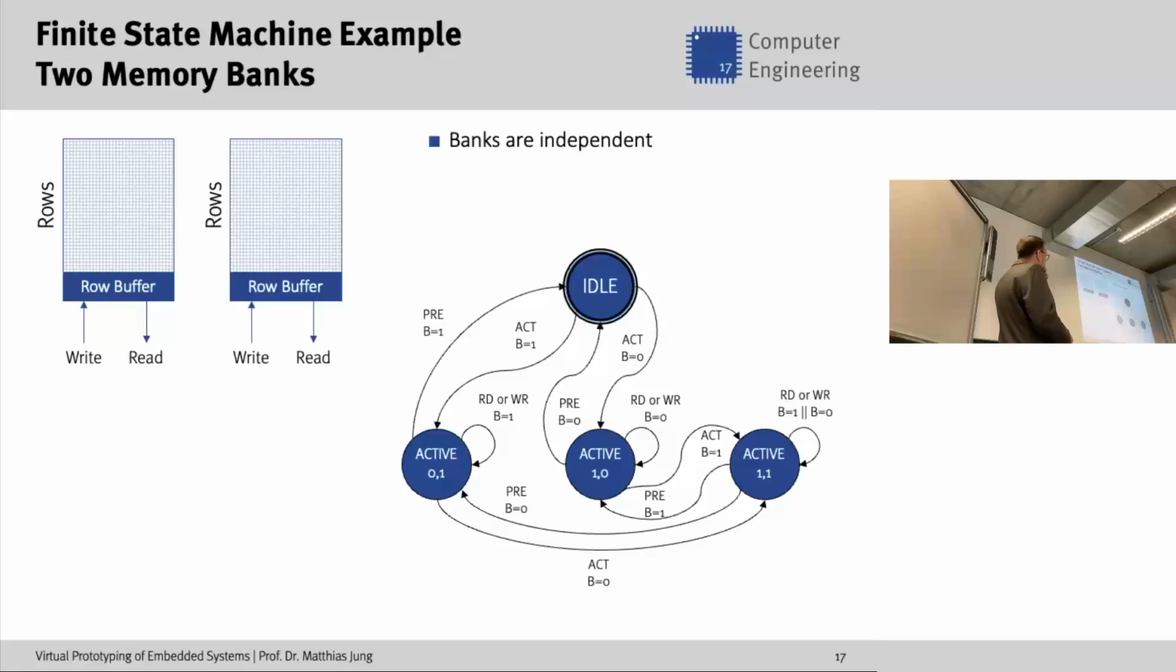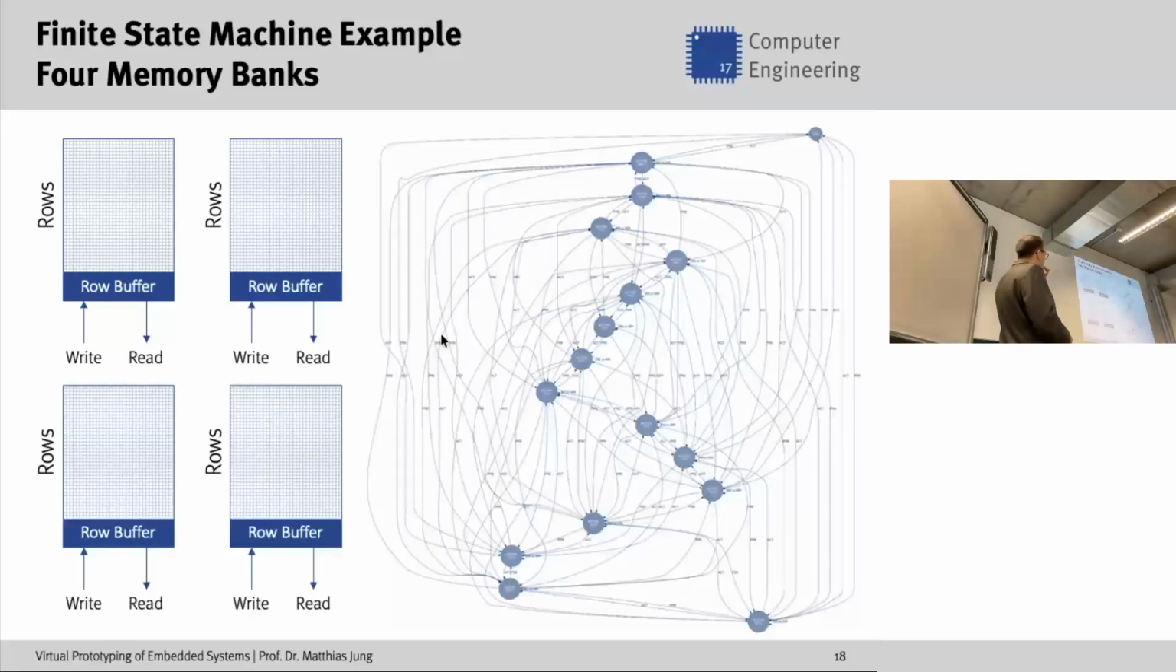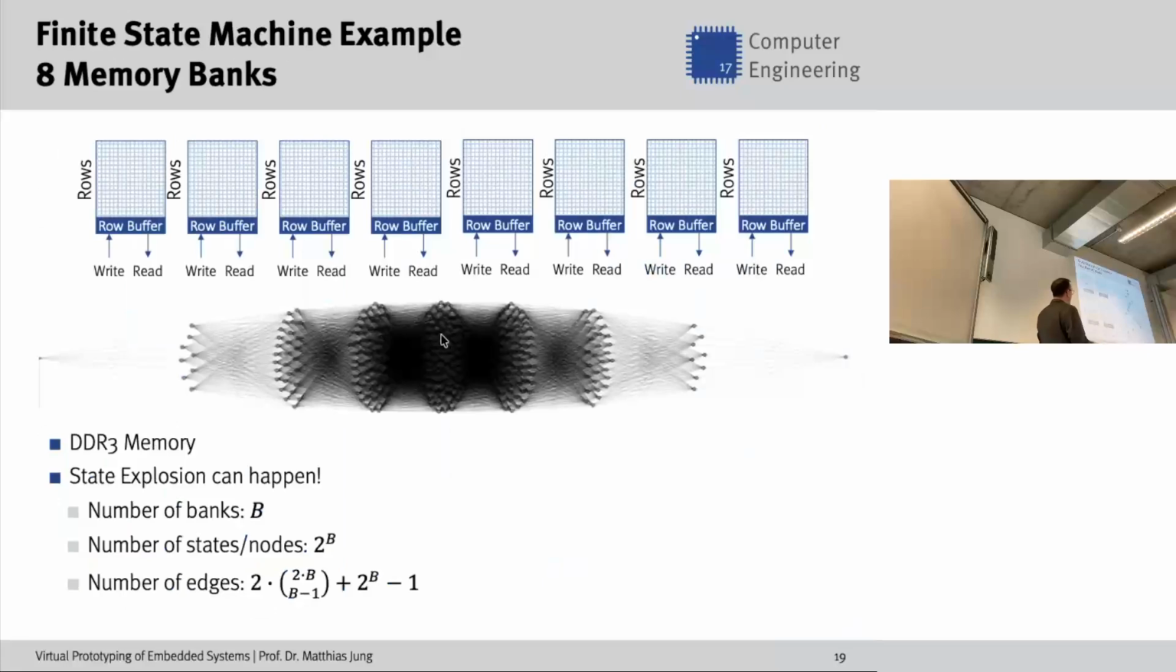But this is not yet the reality. So our banks are independent. We can do parallel access. Yeah? So if we go for 4 banks, then the state machine looks already like this. And then 8 banks, which is the first actual DRAM that you could buy, the state machine looks like this. Yeah? So this is what we call a state explosion. And in this example, I think you really see that exploding.